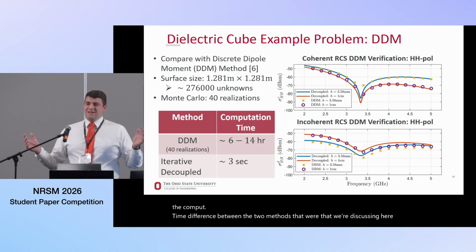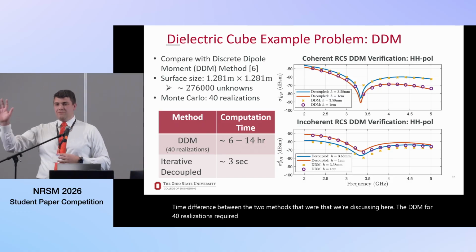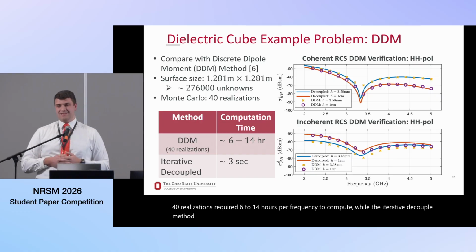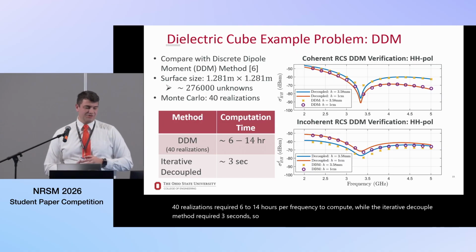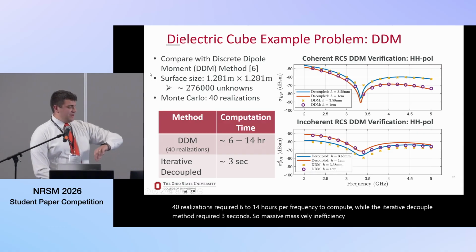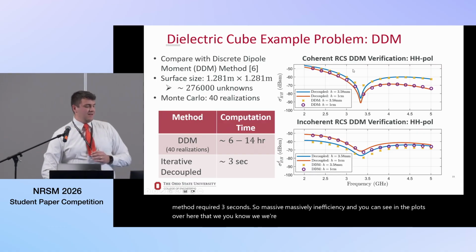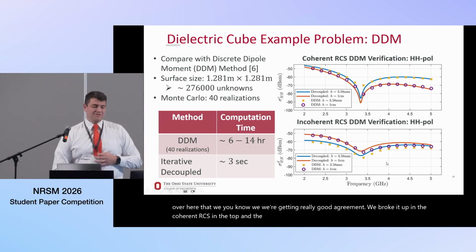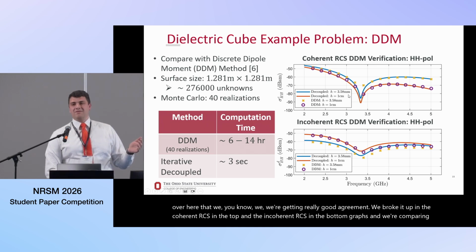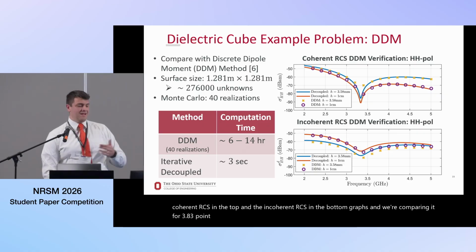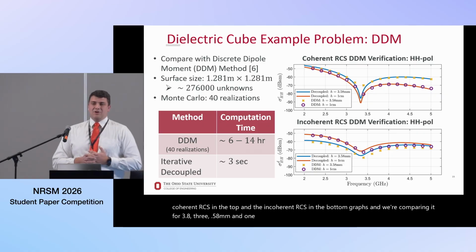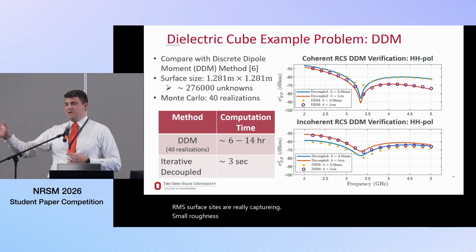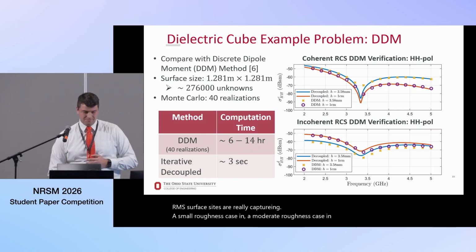The DDM for 40 realizations required 6 to 14 hours per frequency to compute, while the iterative decouple method required 3 seconds. So, a massive leap in efficiency. And you can see in the plots over here that we're getting really good agreement. We broke it up into the coherent RCS at the top and the incoherent RCS in the bottom graphs. And we're comparing it for 3.58 millimeter and 1 centimeter RMS surface heights. We're really capturing a small roughness case and a moderate roughness case in this plot here.